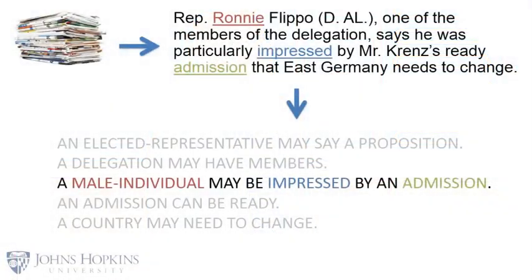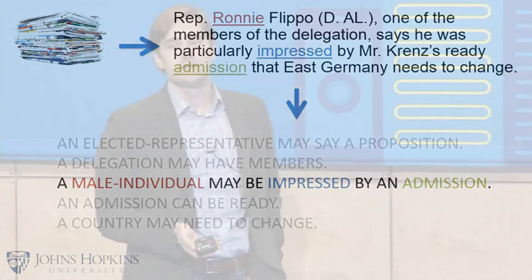Or as another example, if we recognize that the string Ronnie tends to refer to male individuals, then we can learn that in general it might be possible that a male individual may be impressed by admission. And so if you can get one or two or three or four possibilistic statements that you can lift up out of each sentence, out of say a New York Times article, there's a lot of New York Times articles and they have a lot of sentences, and so then you can start trying to bootstrap up a lot of these general things in the world.